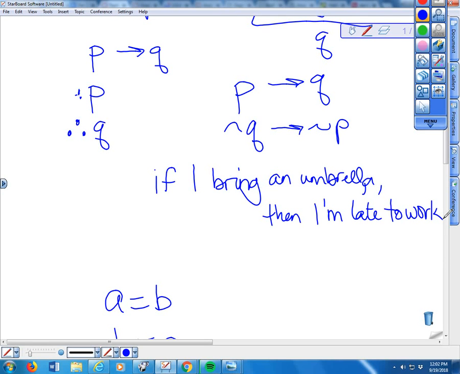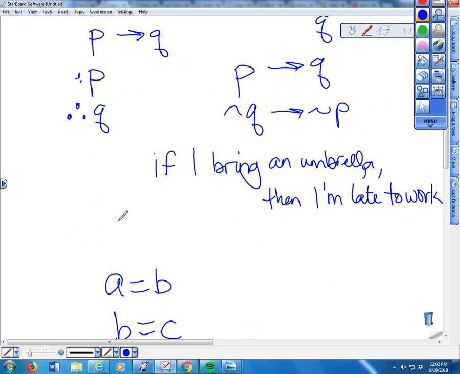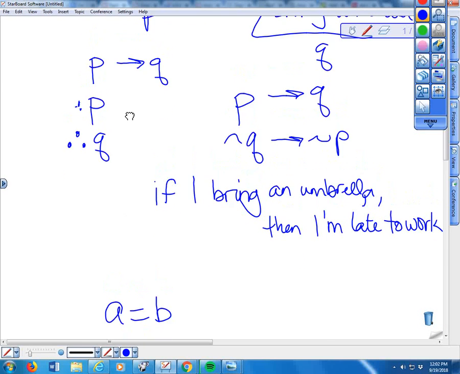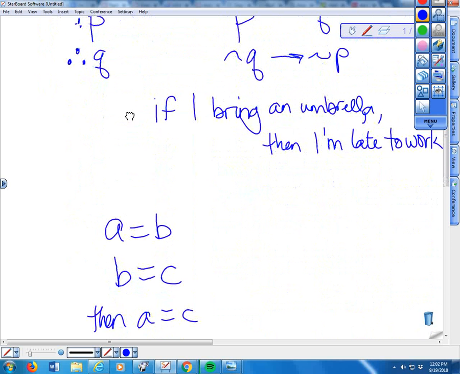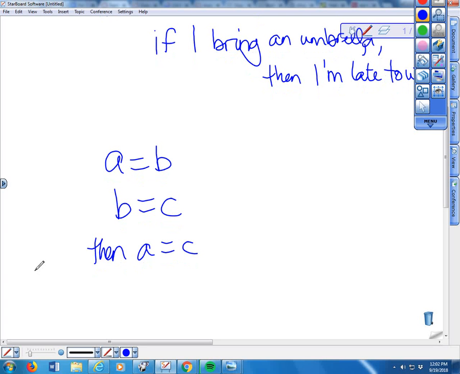The law of syllogism, in order for you to use it, the conclusion of the first conditional must be the hypothesis of the second. And the way it works, if that's true, now I can say, if it's raining, then I'm late to work. Because it went, if it's raining, I bring an umbrella. If I bring an umbrella, I'm late to work. Therefore, if it's raining, I'm late to work.